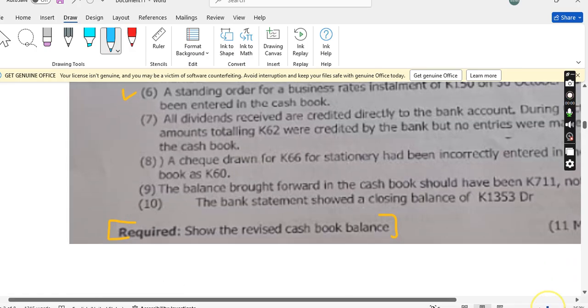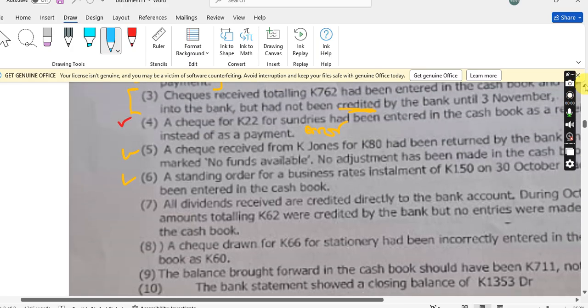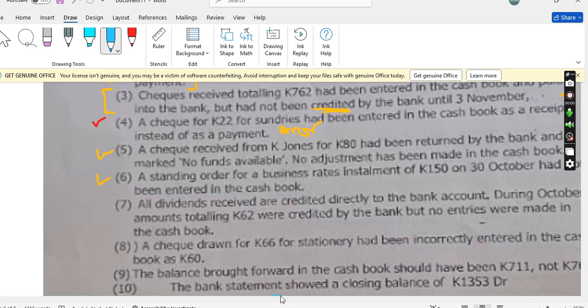Okay. That way, you don't even need to waste your time showing those T accounts I was showing. Just put the amount, double the amount. If a payment has been recorded as a receipt, double the amount on the other side. On the credit side, to be specific. You see, like here, a payment was entered as a receipt in this transaction, so we doubled the credit.